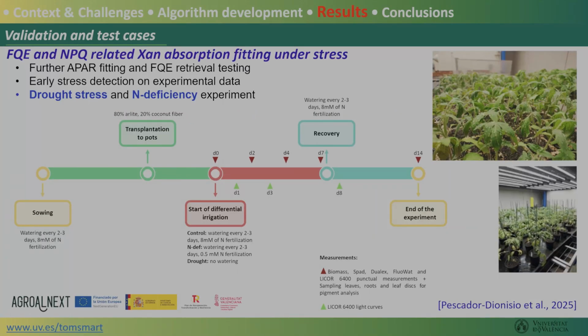And this is the last example I would like to show, which is a stress experiment on tomato plants. We applied both nitrogen deficiency stress and drought stress to them for about 7 days. And then we applied a recovery period, again of 7 days.